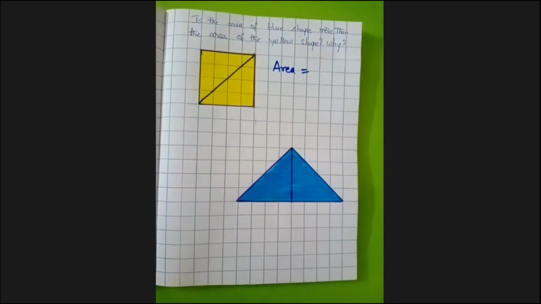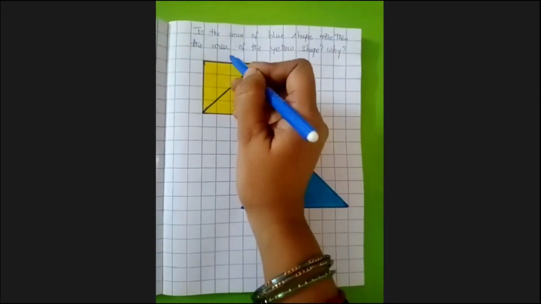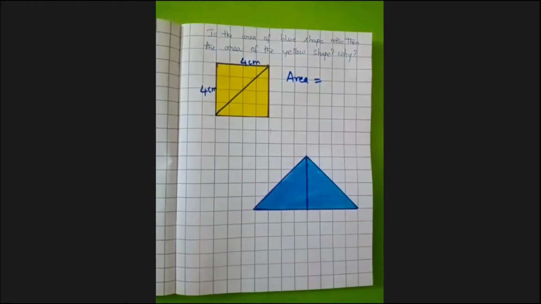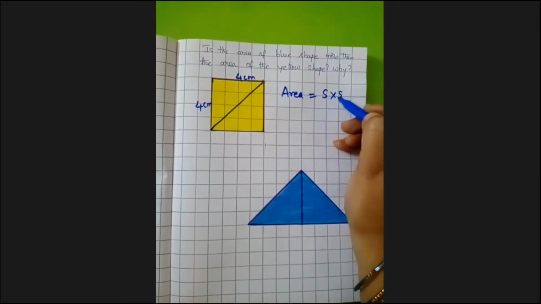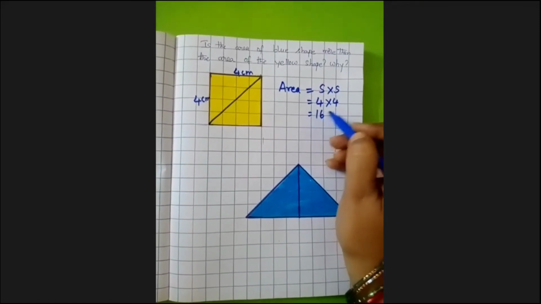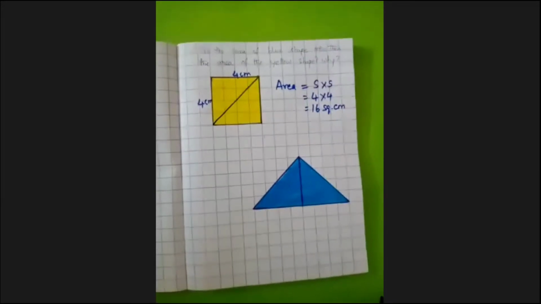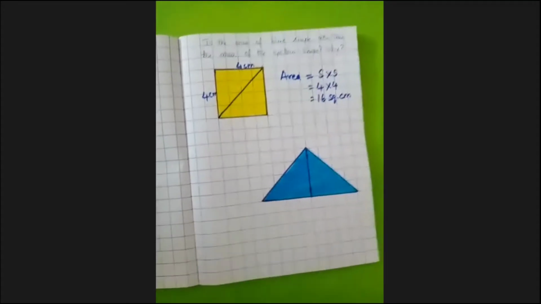Count the squares there: 1, 2, 3, 4. Each side is 4 centimeters and it is a square. So the area is 4 into 4, 16 square centimeters. Now we need to find the area of this triangle.